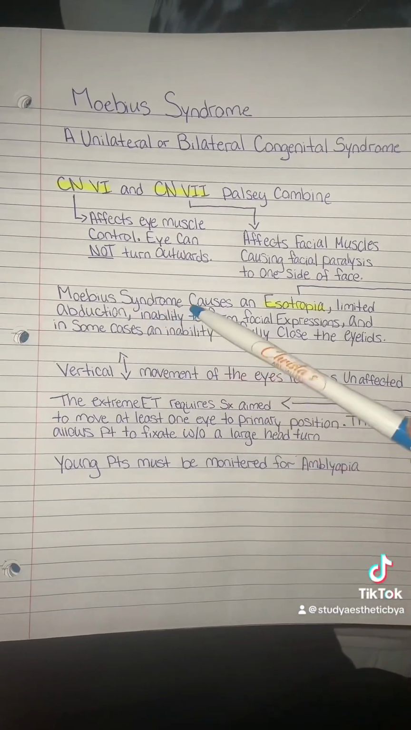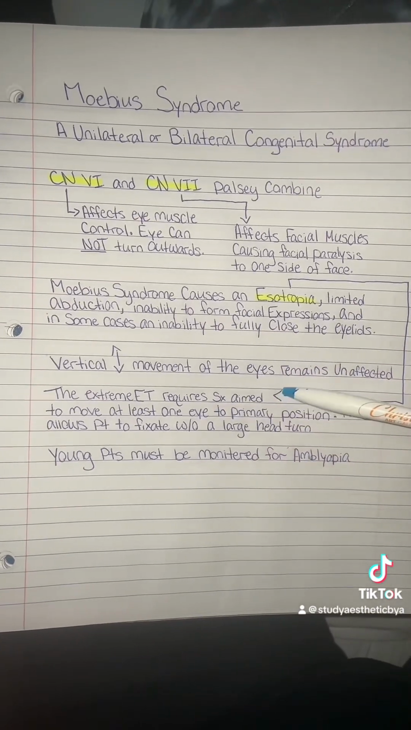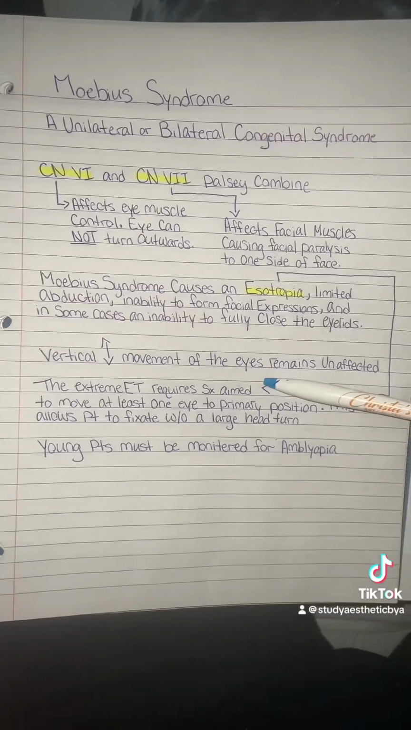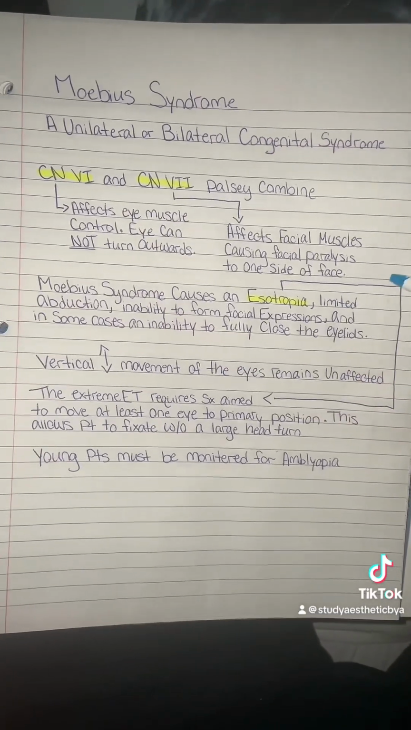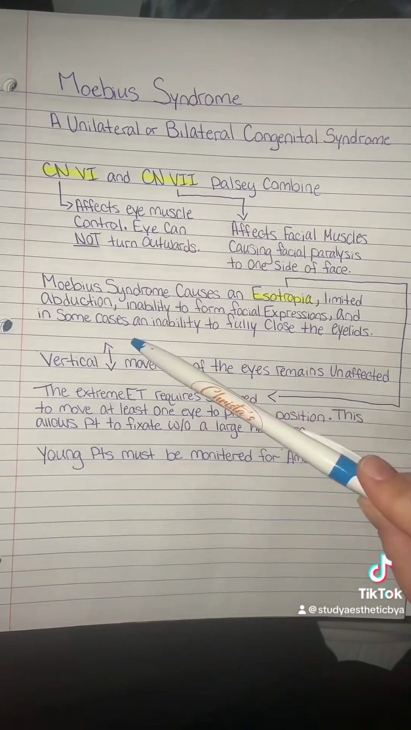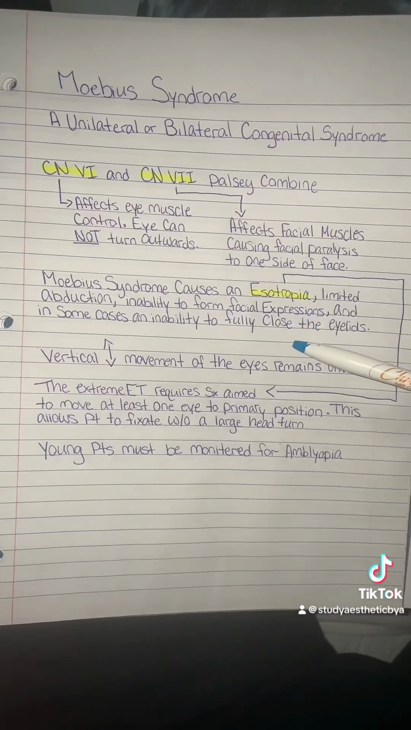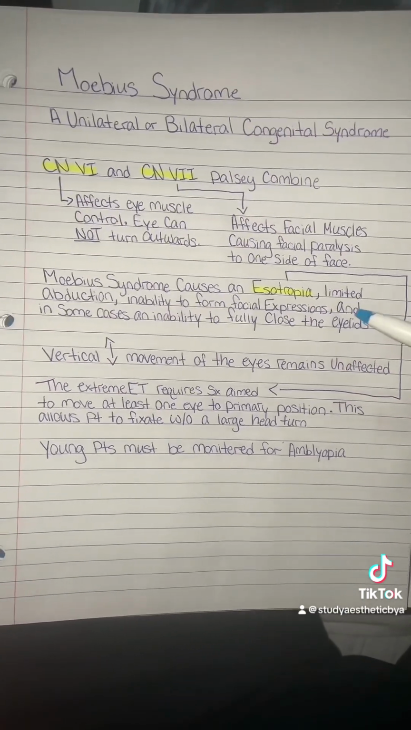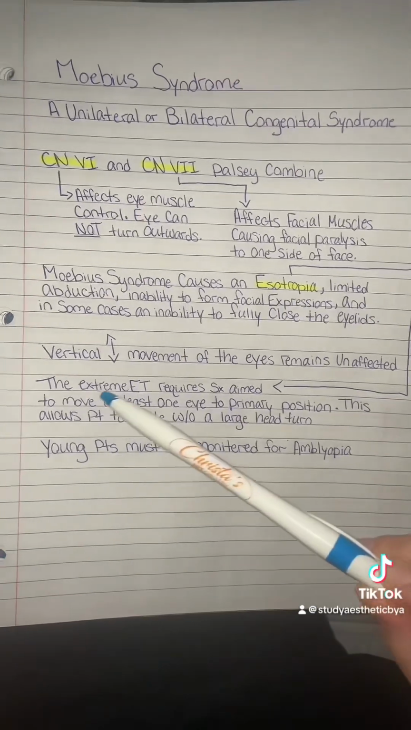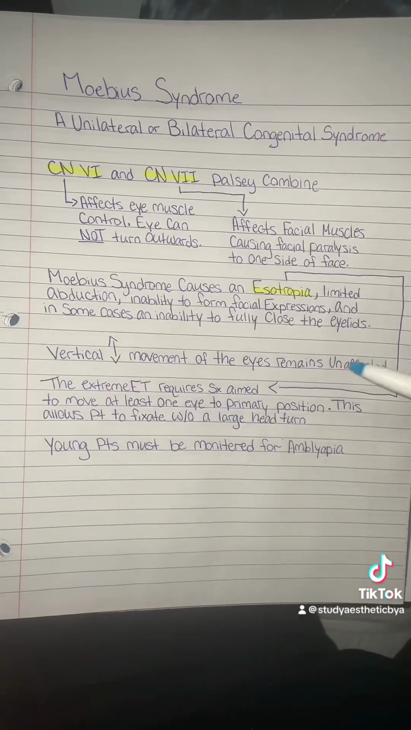Mobius syndrome causes an esotropia. Again, the eye will turn inwards nasally and it will have a hard time or an impossible time turning outwards. It also causes limited abduction, inability to form facial expressions, and in some cases, the inability to fully close the eyelids. It is important to note that vertical or up and down movement of the eye is unaffected.